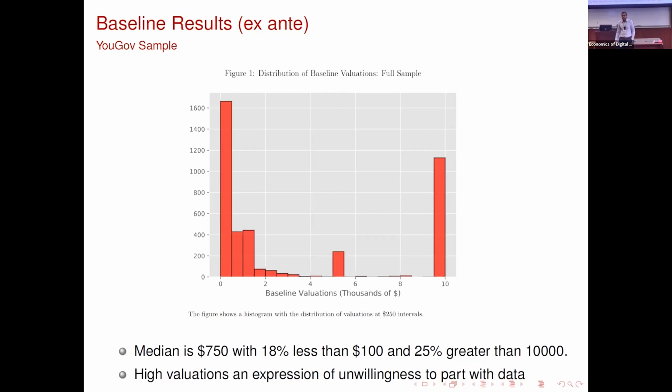The main takeaway from this figure is this bimodal distribution: a mass of users who have low valuations, and a mass of users who are not willing to give up their data no matter how much we pay them. So their valuations are more expressive. They would not give up their data no matter how much we pay them.